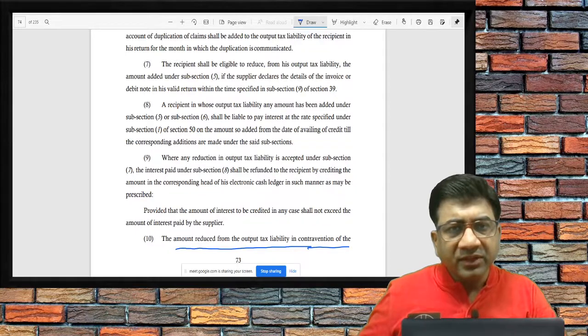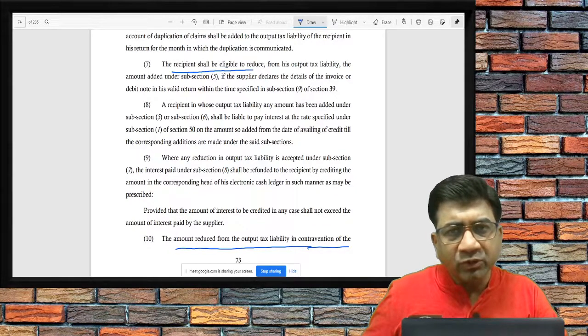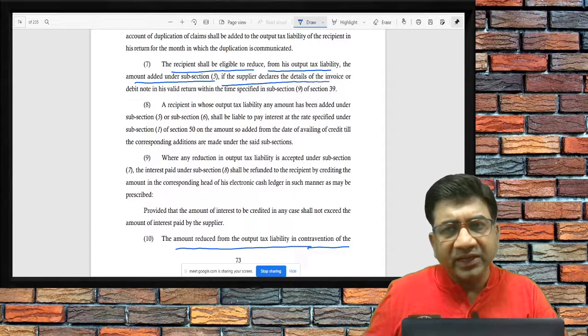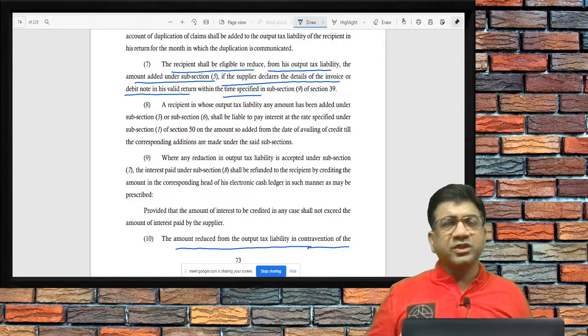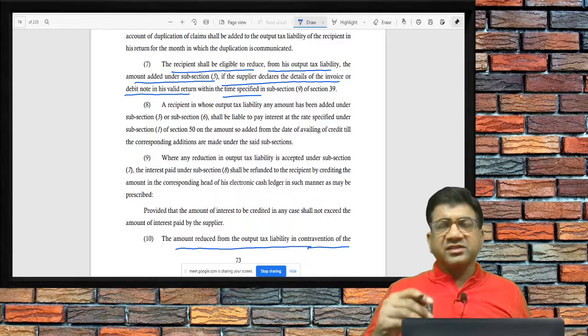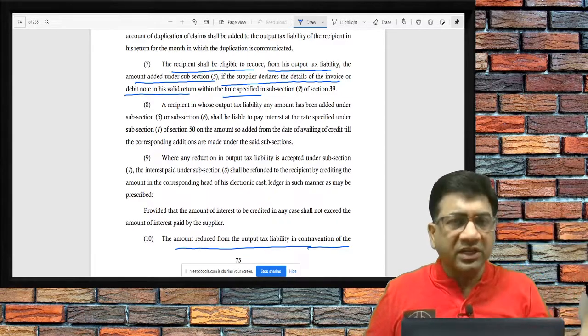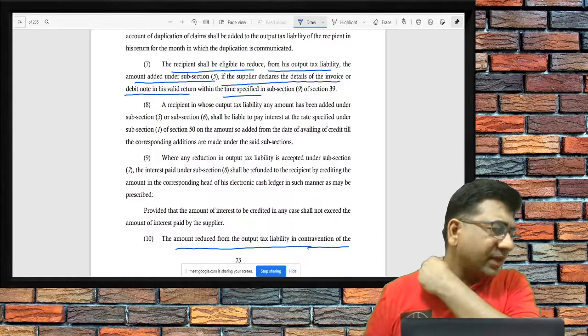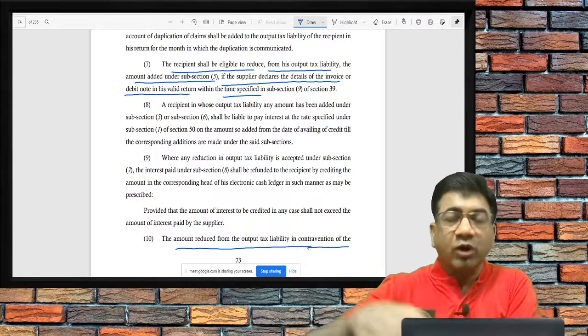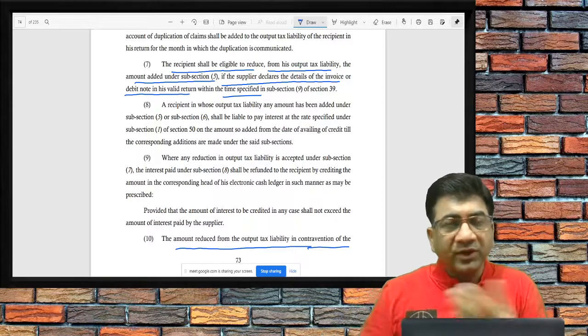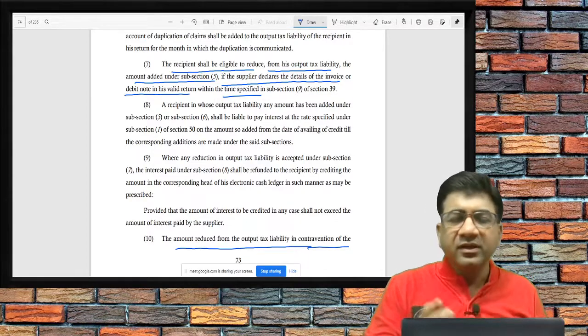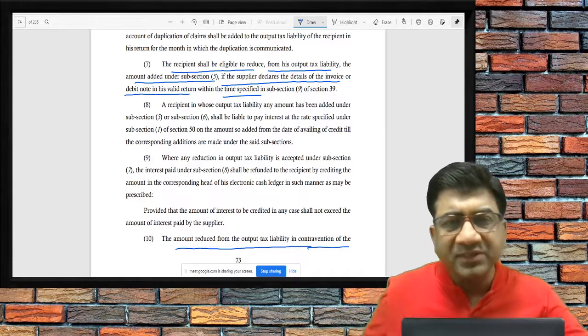Subsection 7: the recipient shall be eligible to reduce from output tax liability the amount added under subsection 5 if the supplier declares the details of the invoices or the debit note in the valid return within time specified. So you know a debit note has been issued, yes, because of sales return and all, because you deposited more GST to the government, then you have to reflect your debit note and you can reduce your output tax liability. In contravention, that is, if the debit note was of 10,000 rupees, are you people getting what I'm saying?